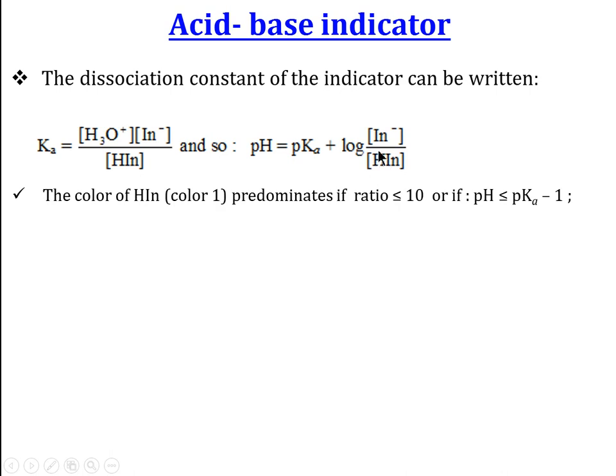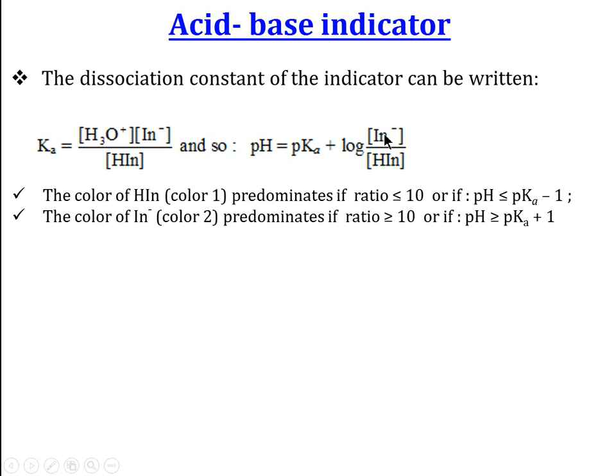If HIn is predominant over In minus, that means HIn is at least 10 times greater than In minus. So the ratio In minus divided by HIn is less than or equal to 1/10, and therefore the pH is less than or equal to pKa minus 1. So if the pH of the solution is less than pKa minus 1, that means HIn predominates over In minus, and therefore we have the color 1.